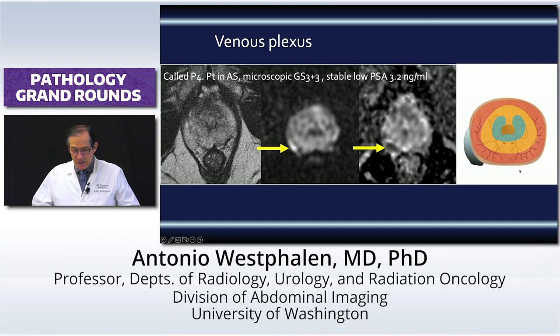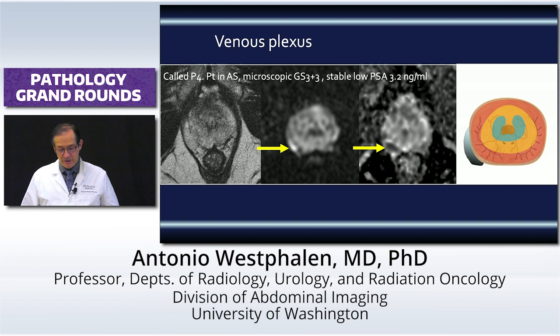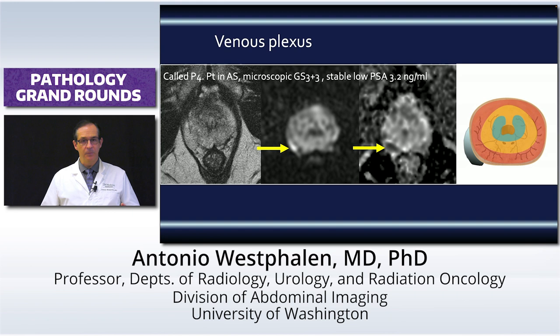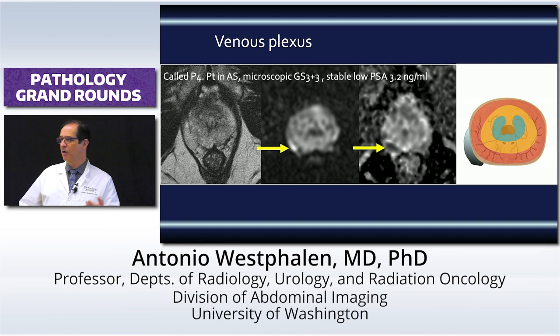Now, the venous plexus is another thing that we can see. One of the reasons I'm bringing it up is that it's also one of the fun pitfalls in radiology. The yellow arrow in the center is pointing to a diffusion-weighted MR and an ADC map that corresponds to the diffusion-weighted MR. This is a patient with a microscopic low Gleason score on active surveillance, and the radiologist saw that area of restricted diffusion and described it as a PI-RADS 4. We'll talk about PI-RADS later.